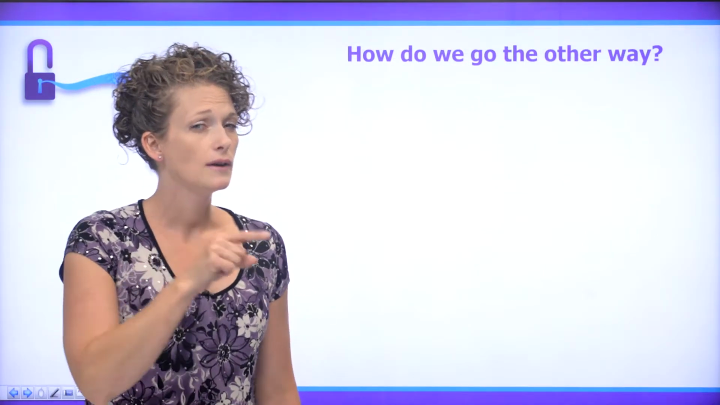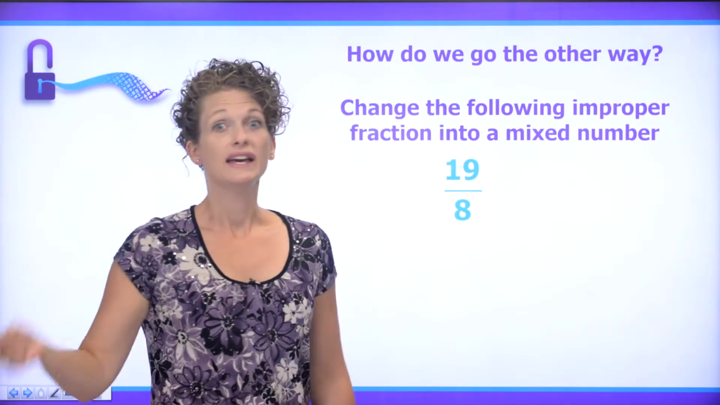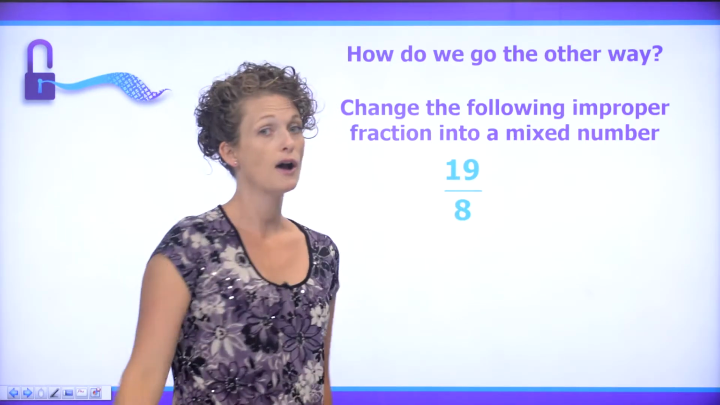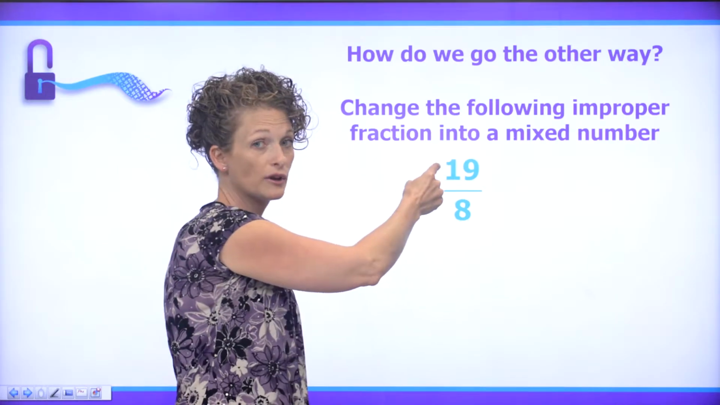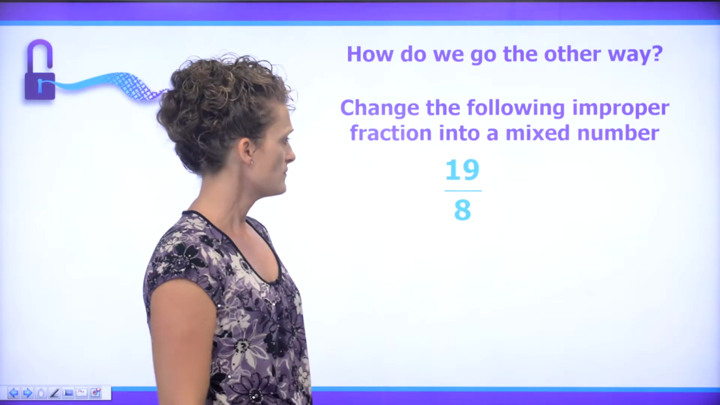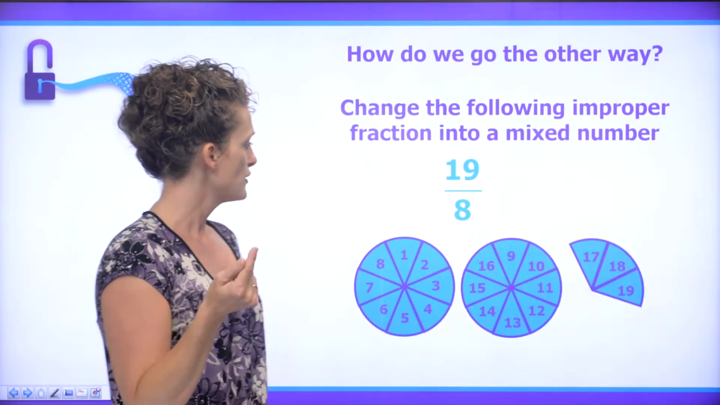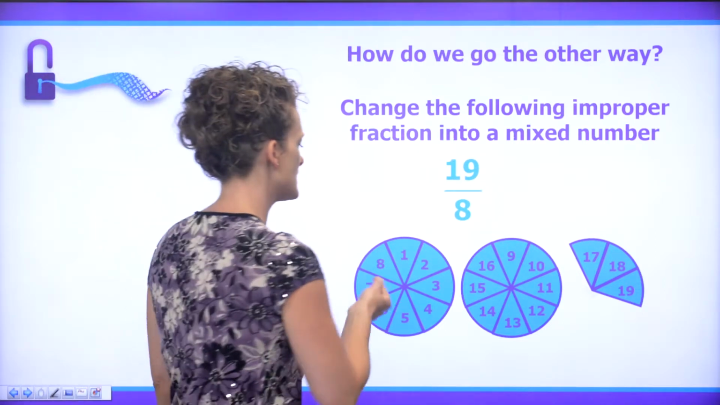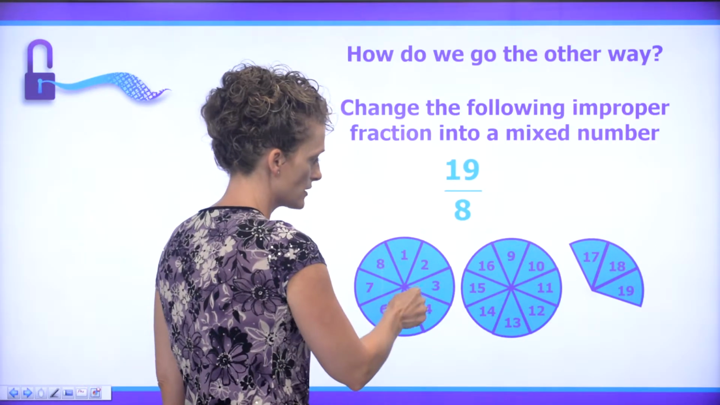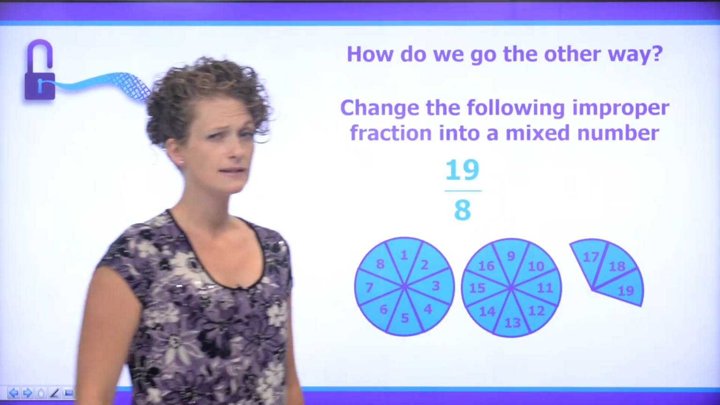So how do we go the other way? Well, let's change this following improper fraction into a mixed number. Again, we know it's improper because the top, the numerator, is bigger than the bottom, which is the denominator. All right, so if we look at this visually, we can see that we have 8/8 here, another 8/8 here, and then we have 3/8 left over.